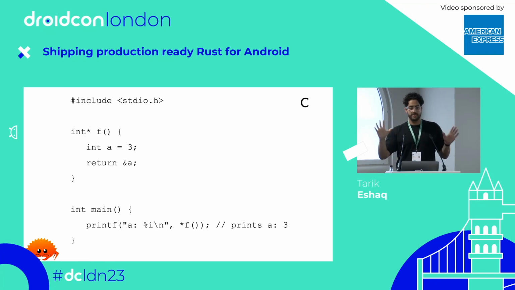All the systems engineers are probably getting nervous right now. So what you're doing here is you're assigning a variable onto the stack, and you're returning its address to outside of the function. This can create all sorts of undefined behavior, and sometimes will work when you test it. And this is why we are moving towards memory safety.